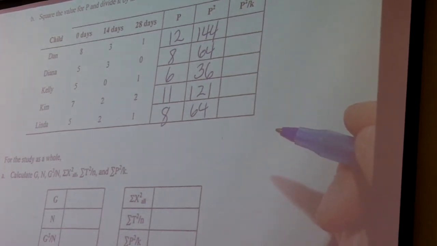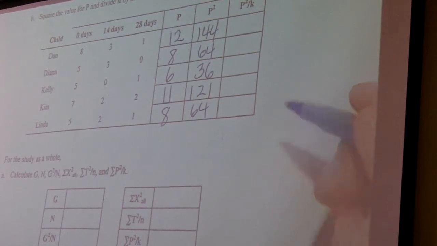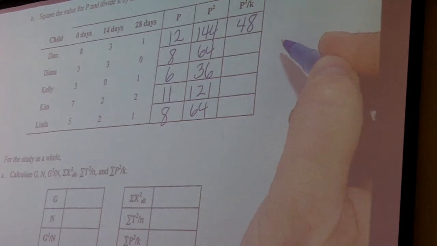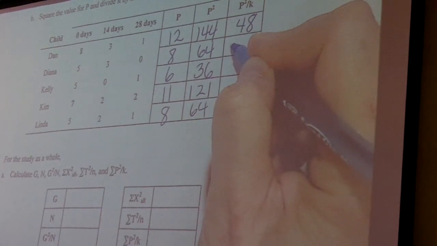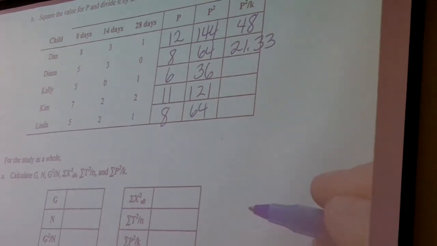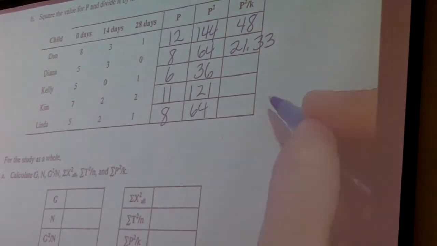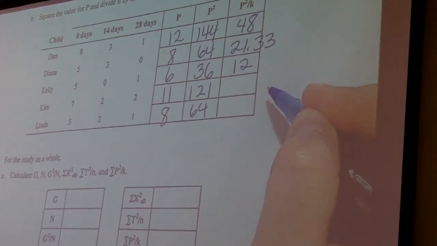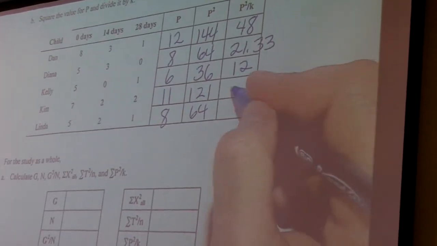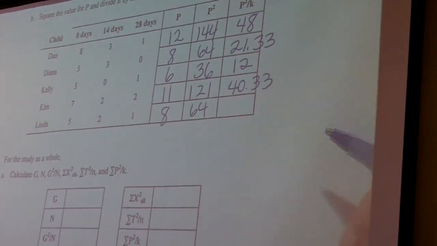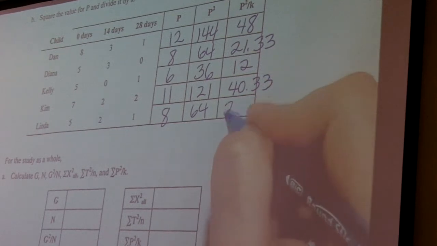Okay, now I don't expect you to do this in your head. P squared over K. So 144 divided by 3. 48. And 64 divided by 3. 21.33. Okay, it's going to leak out over the side of the box. And 36 divided by 3. 12. And 121 divided by 3. 40.33. Okay. And we did 64 already. That's 21.33.